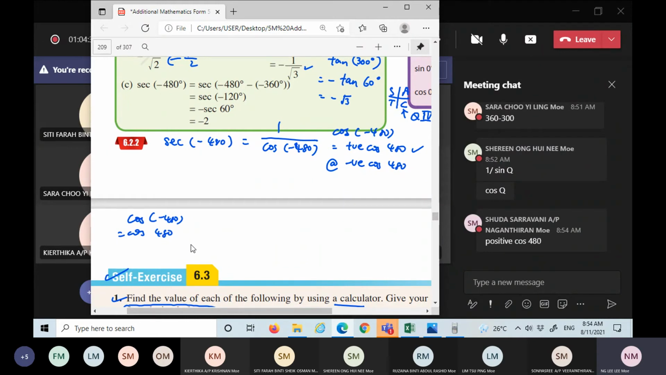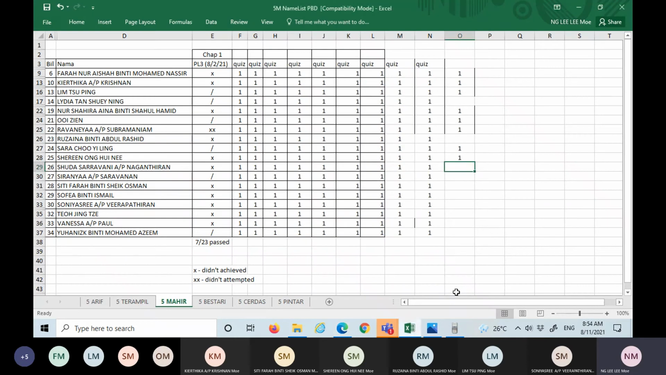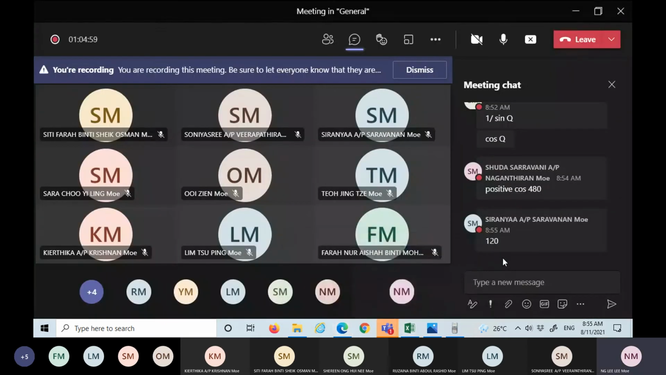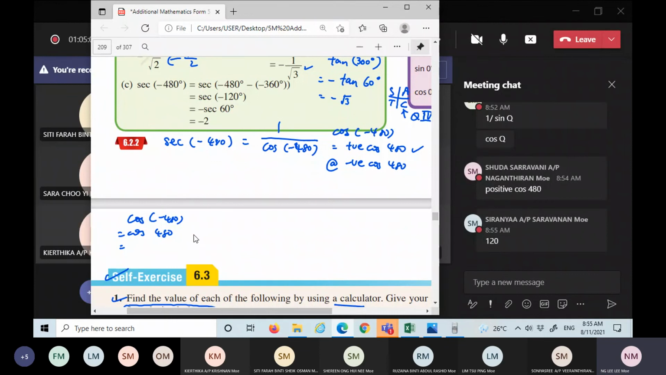But this is more than 360. So I want to know 480 minus 360, what quadrant it will fall into, and then what angle. Okay, next girl, Sirania. 120. So 480 minus 360 is 120. So this is the same as 120.